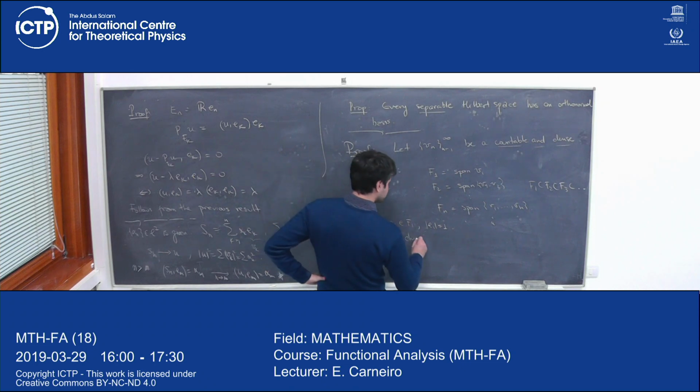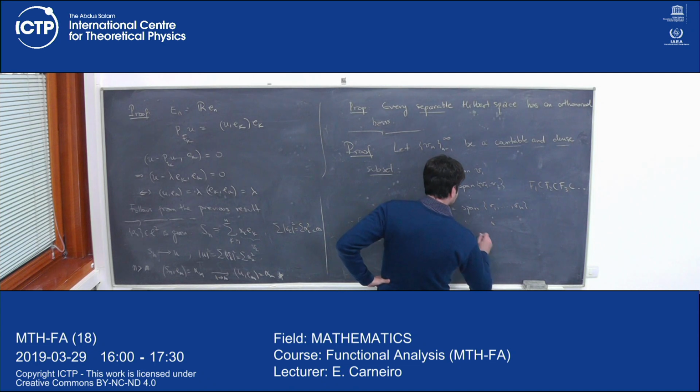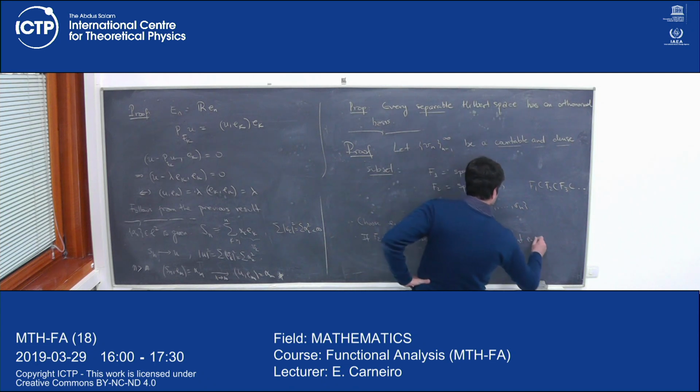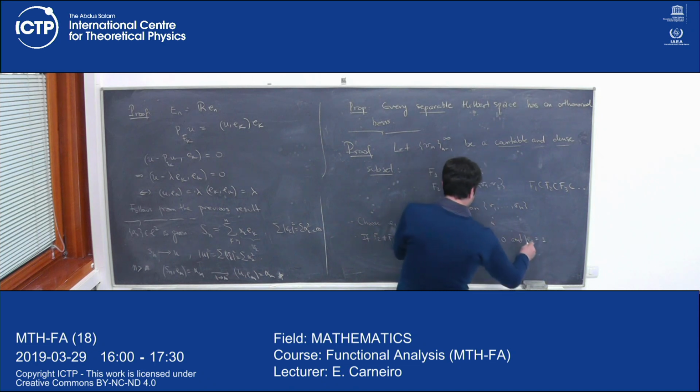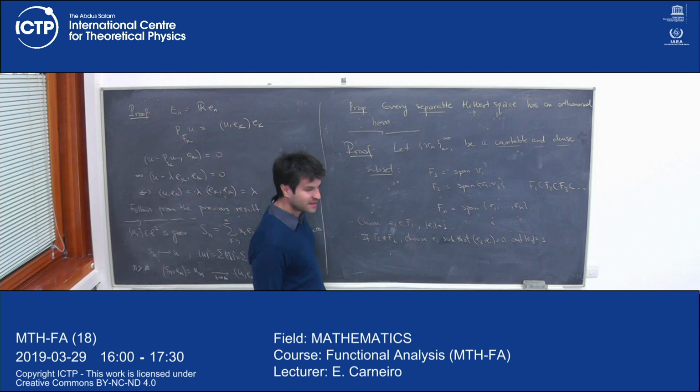And then you choose E2 such that E2 is orthogonal to E1, and E2 is just here. Okay? And then you keep doing this. If the next space is equal, you do nothing. If it's bigger, then you choose one guy which is orthogonal to all the others.